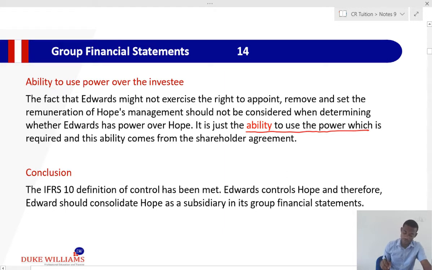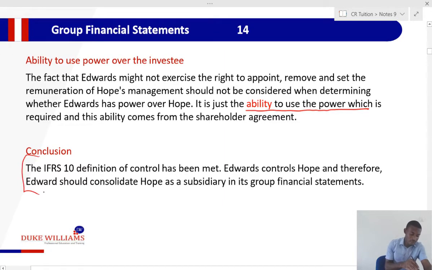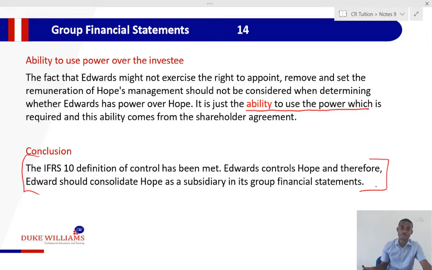What's our conclusion? Edward controls Hope, therefore Edward should consolidate Hope, or Edward is a parent of Hope, which is a subsidiary. So the IFRS definition of control has been met. Edward controls Hope, and therefore Edward should consolidate Hope as a subsidiary in his group financial statements. So another very good illustration of the principle of control. I hope this helps you in your understanding.